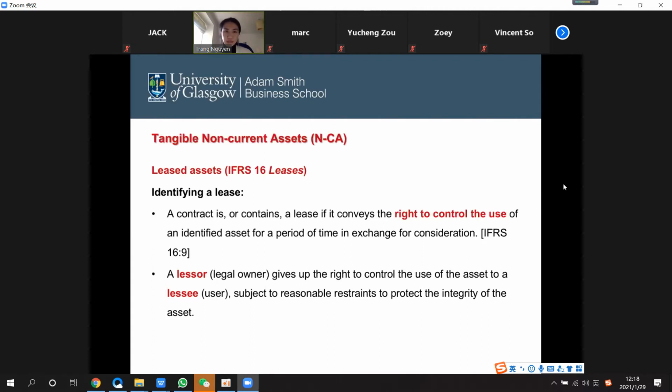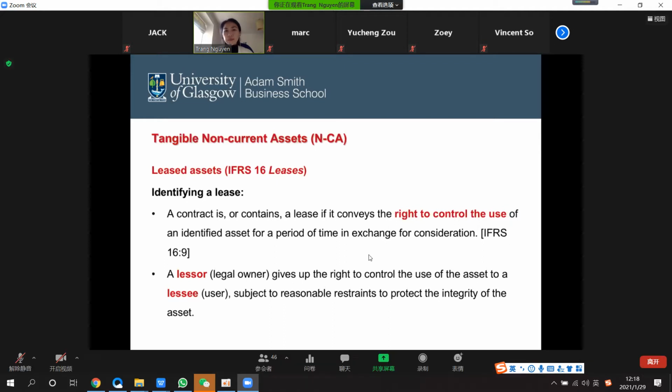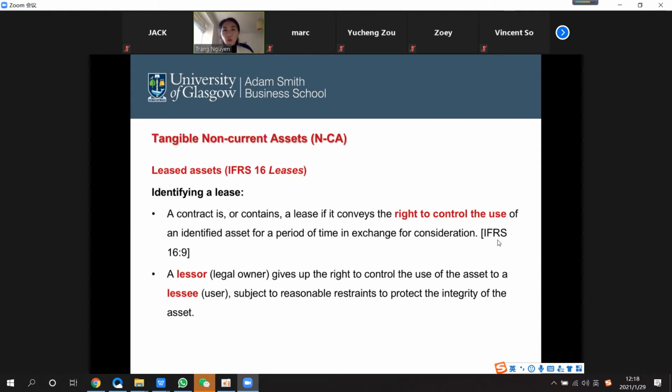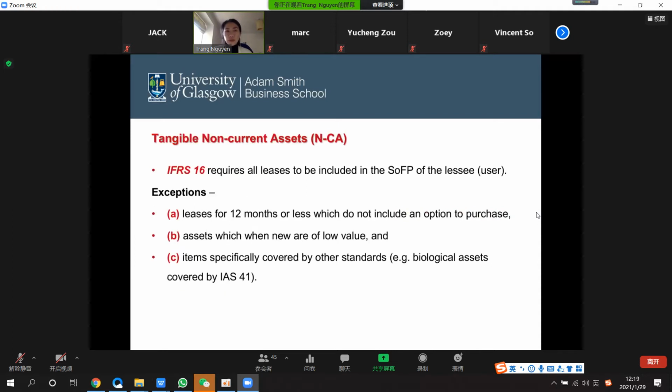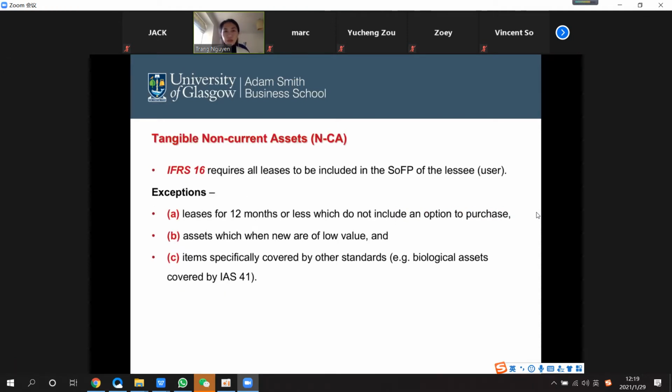now I mentioned lease for you to understand why. In a lease we have a lessor and a lessee. The lessor is the one who gives the right to use, and the lessee is the one who received that right, who got the right to use the assets. So normally, for all leases, we should include them in the statement of financial position. But for some leases worth less than 12 months, or low value, or maybe covered by another standard, we don't need to record in the statement of financial position.